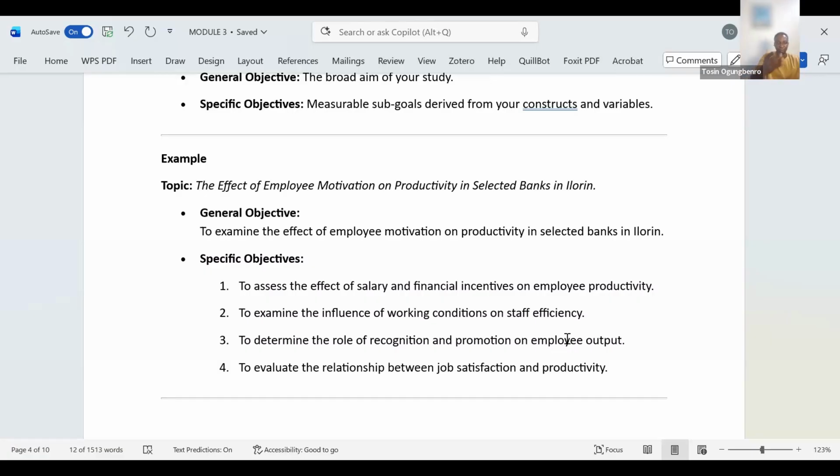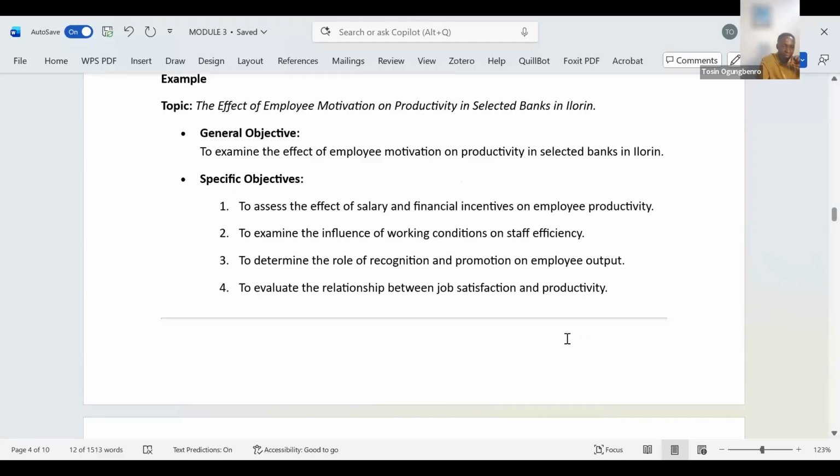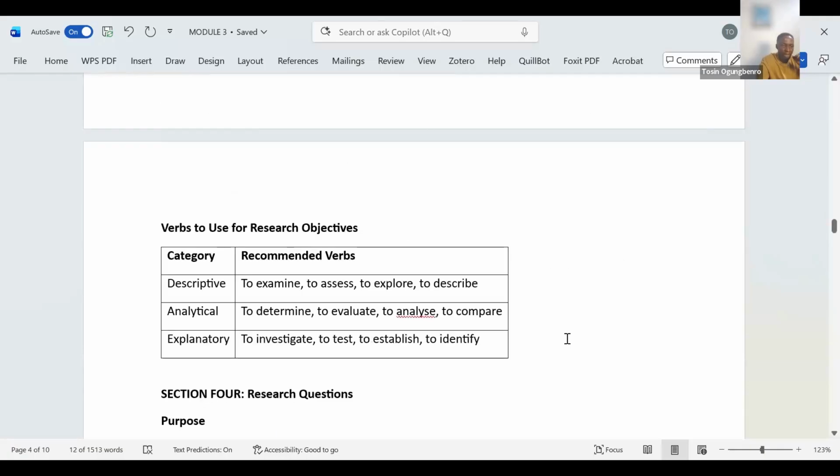That's why it's very, very important that you take your time to watch the video I shared to understand the concept of construct and variables. Without understanding it, research might look very difficult and shaky. So, verbs to use for research objective.